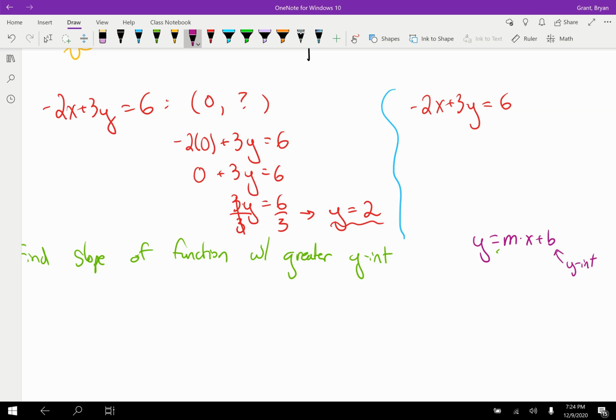So when y is isolated, it becomes slope-intercept form, and we'll know the y-intercept. So let's go ahead and isolate y up here. There are 2 things happening to y. Positive 3 is multiplying, and 2x is actually subtracting. It's kind of weird. You're like, isn't -2x adding?